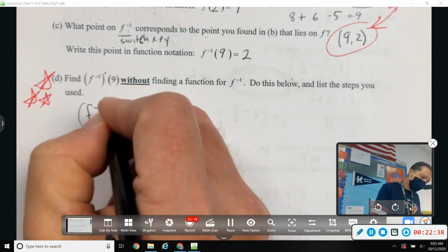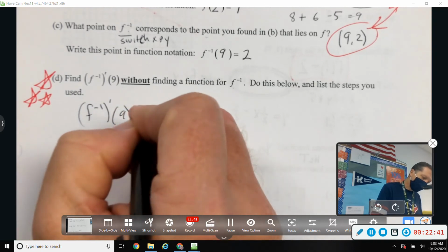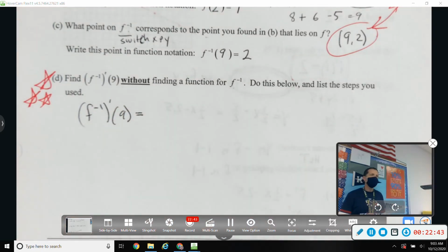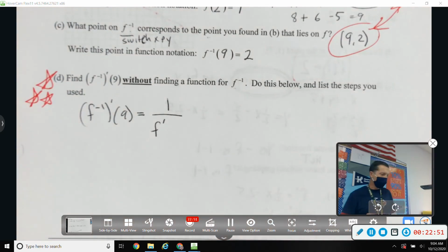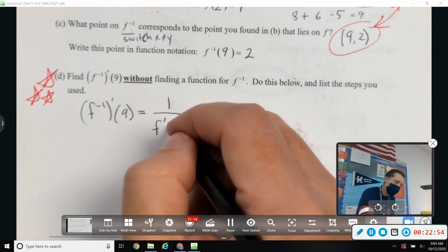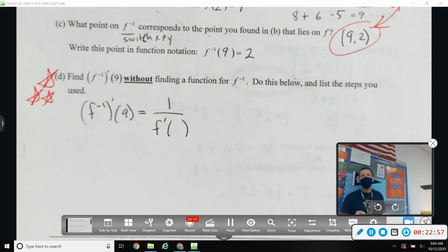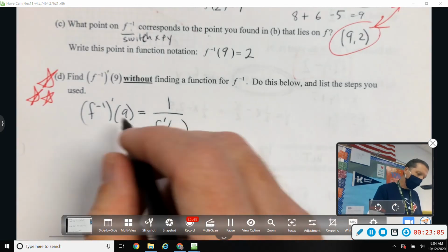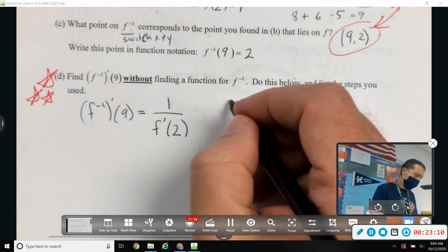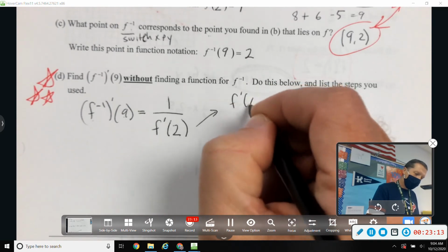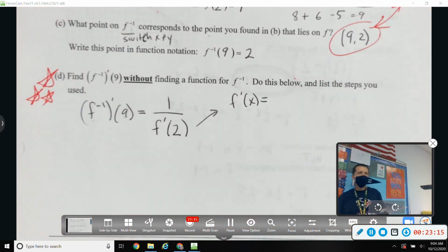So the derivative of the inverse at 9, I'm going to switch x and y, and I'm going to do the reciprocal thing. It's 1 over the derivative of the original at 2, at its sister point, at its matching point, at the point that goes with f, not the x that goes with the inverse. So my job is now to find the derivative of f at 2.